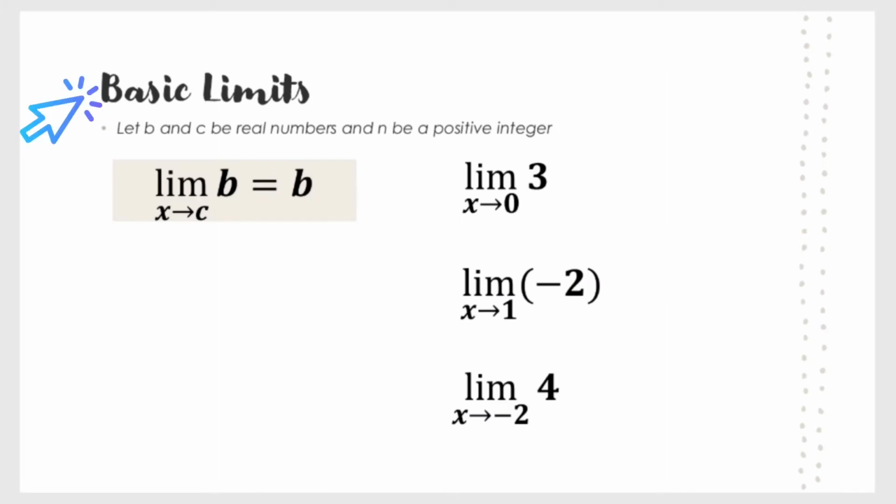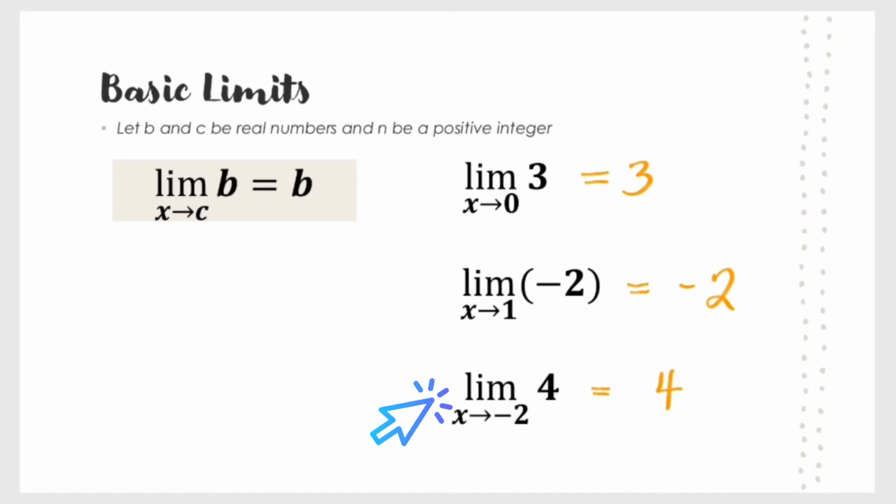First, let's start with the basic limits. Let b and c be real numbers and n be a positive integer. First, the limit of a constant b as x approaches c is equal to b. Example, the limit of 3 as x approaches 0 is 3. The limit of negative 2 as x approaches 1 is negative 2. The limit of 4 as x approaches negative 2 is equal to 4.